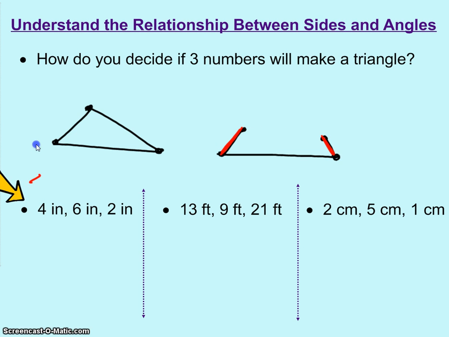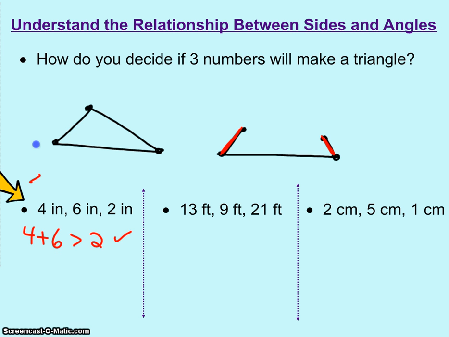We're going to look at this first problem here. 4 inches, 6 inches, 2 inches. So one pair of sides is 4 and 6. Like I was saying before, I need to make sure that the sum of those two sides is greater than the third side of 2. So far that looks good. I'm going to check that off.